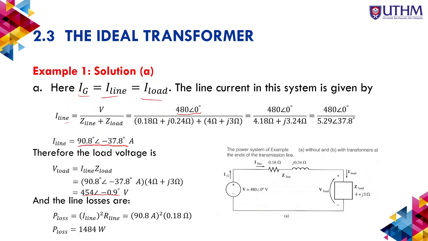You need to use the imaginary mode. Then the line losses. This is the transmission line, and IG is the same as I load, so we just multiply here only. We want to see the loss at the line, so the R line here. Then we get this value.